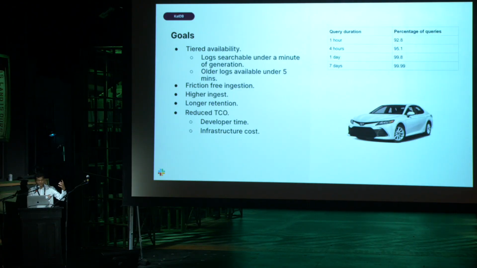So we had these goals, and we translated all these abstract ideas into a few concrete goals. One of the things we did with our system is we wanted tiered availability. What does that mean? Let's say a log is produced, we want it to be searchable within under a minute of generation, end to end. In case we miss that window due to a failure or whatever reason, we want the older logs to be available under 5 minutes. Why is that important? Why do we want to prioritize fresh logs over older logs?